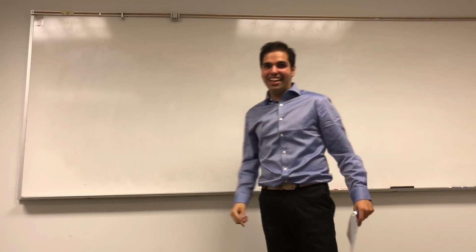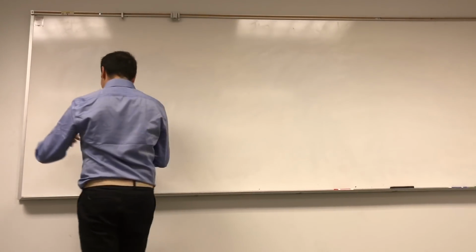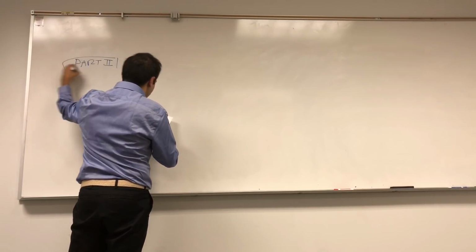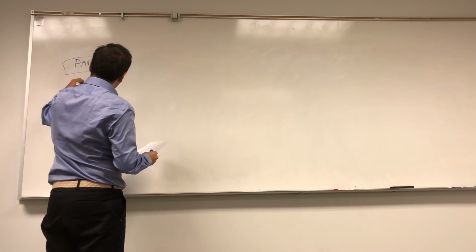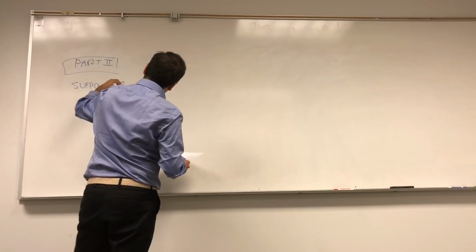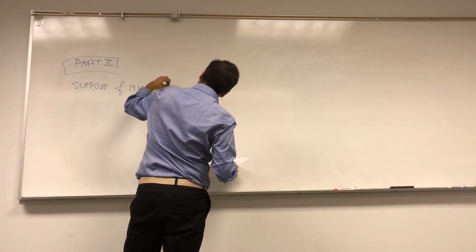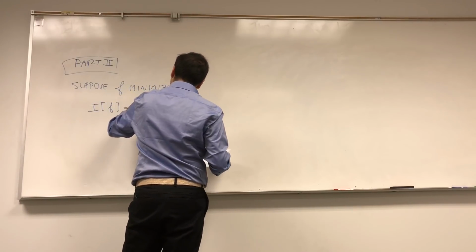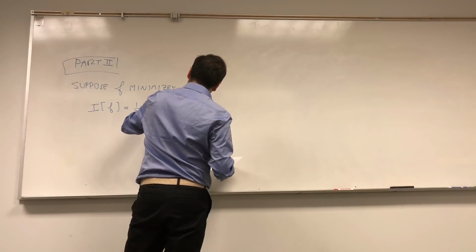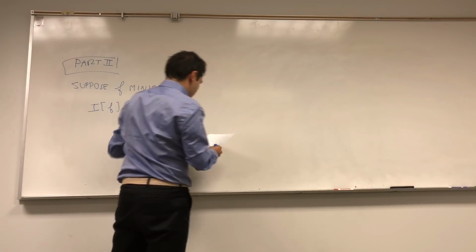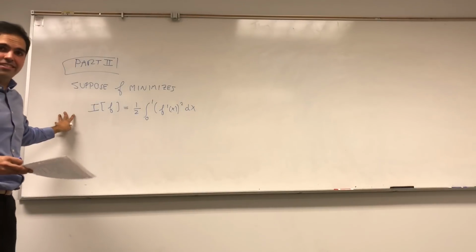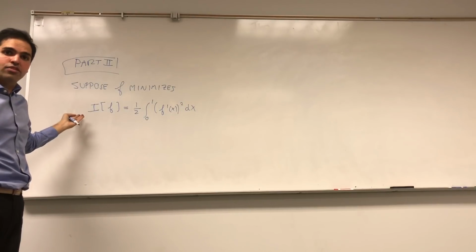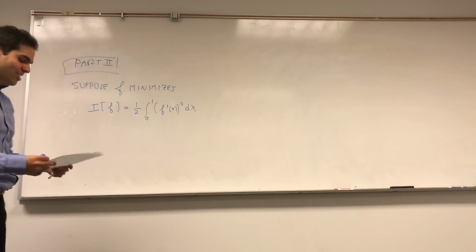Okay, now we can play. Spielen wir. Okay? Because we can now solve our problem at the beginning. So part 2. Suppose f minimizes this functional, I of f, which is 1/2 the integral from 0 to 1 of f prime of x squared dx. Our goal, here's our game plan, is to find a differential equation that f has to solve, and we want to solve that differential equation.